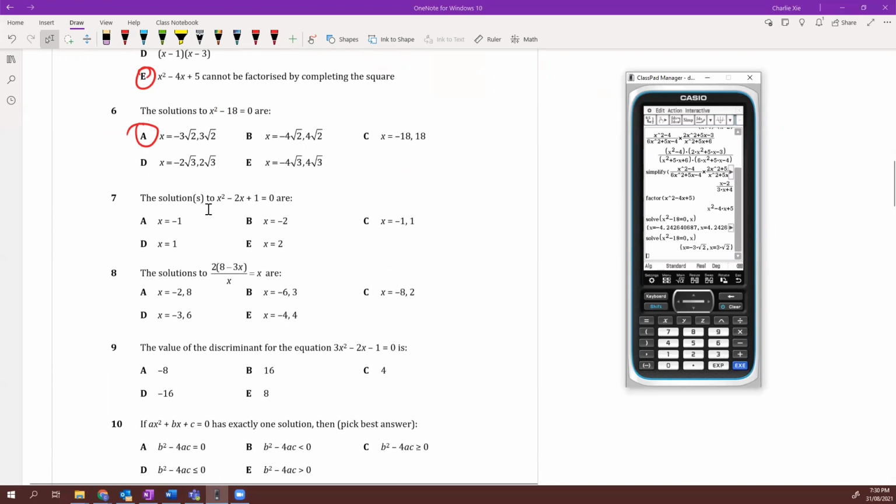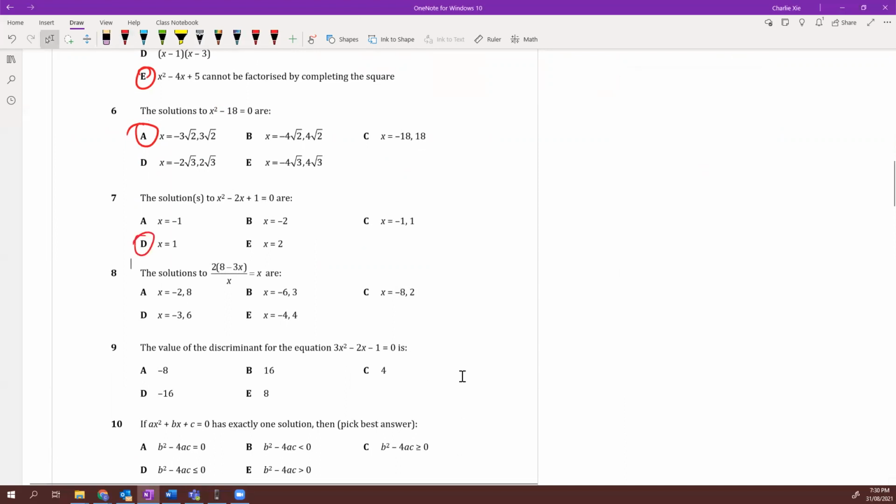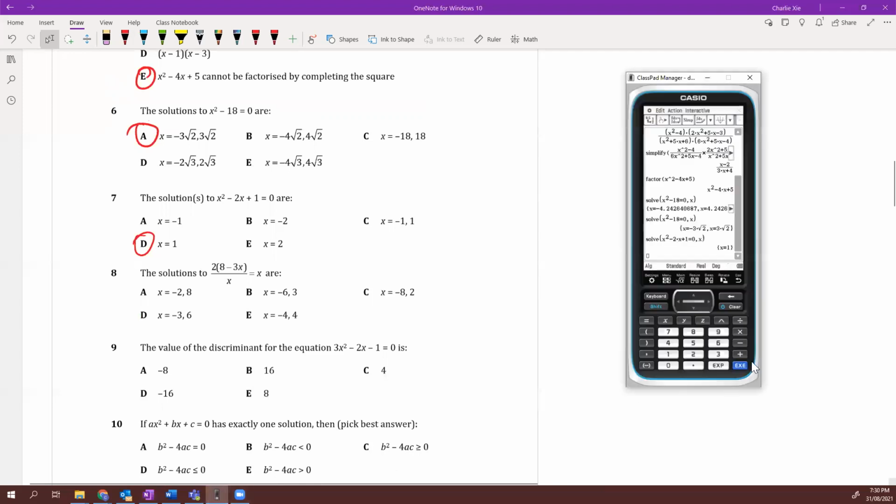And the next one, the solutions to x squared minus 2x plus 1. So x squared minus 2x plus 1 equals 0. Highlighted, interactive, advanced. So, okay, x equals 1. B. All right, again, equation, type what it is. If you don't have this calculator, just solve it by hand, okay?